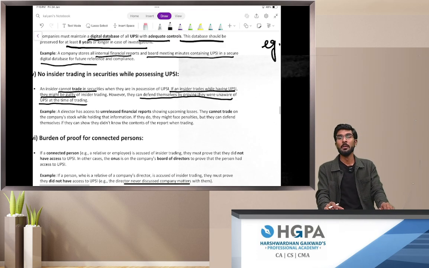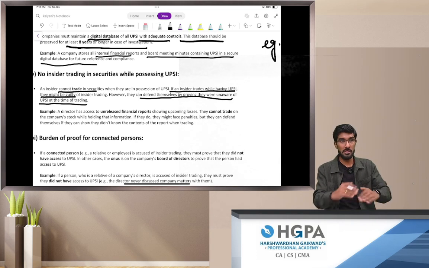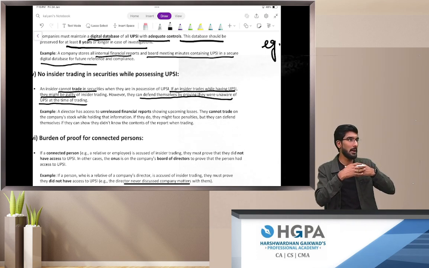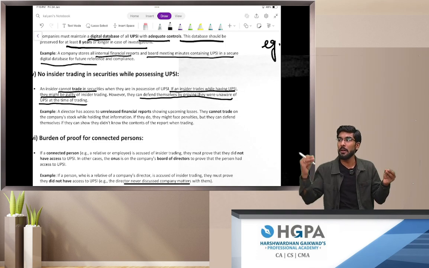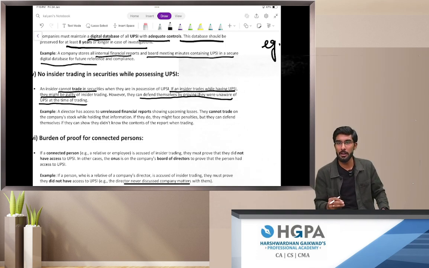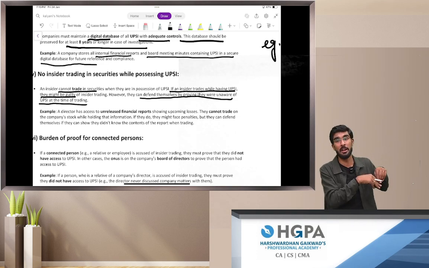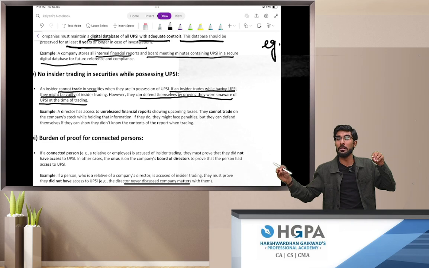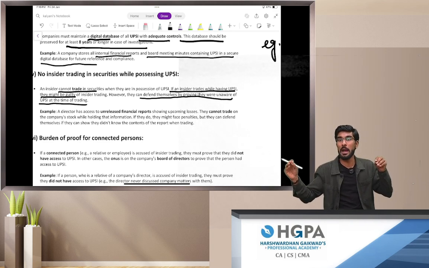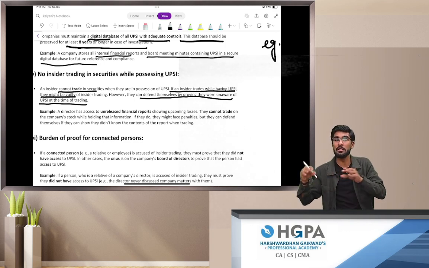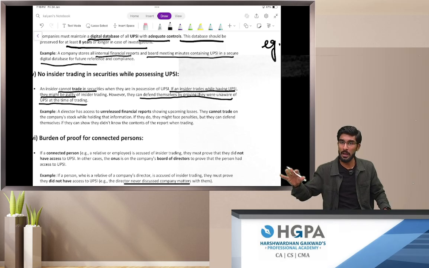Over here, Rajaratnam: suppose Rajat Gupta had not shared through an SMS to Rajaratnam that Warren Buffett is investing $5 billion. If this situation had not taken place, and still Rajaratnam had traded in securities, then Rajaratnam would have to prove that he had no access to UPSI when he was trading. Simple.